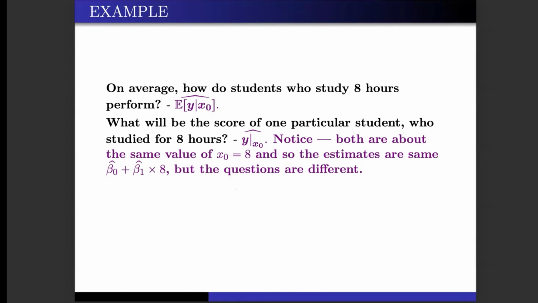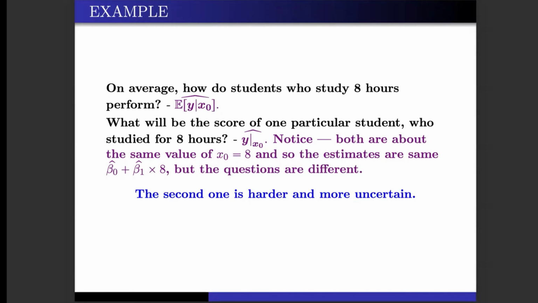The first question asks: here's the data set, now you look at the data set and tell us, for all the students who studied for 8 hours, what would be their average score? But in the second question, you are trying to find the score of a single student who studied for 8 hours. And given x naught is equal to 8, the estimate for both problems is beta naught hat plus beta 1 hat times 8. But let me tell you something interesting. The second problem, which is the predicted value of an individual value of y, is a bit more uncertain.